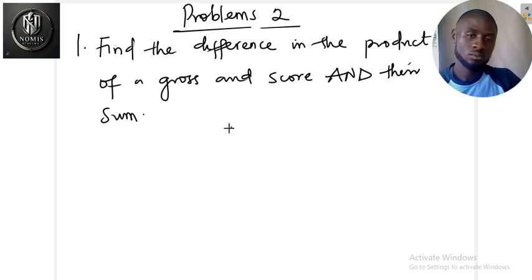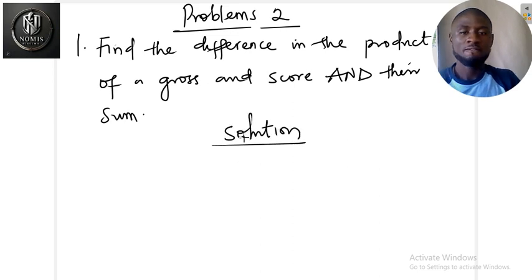Solution to this problem. And what does the problem say? It says, find the difference in the product of a gross and a score and their sum. So there are many things here.